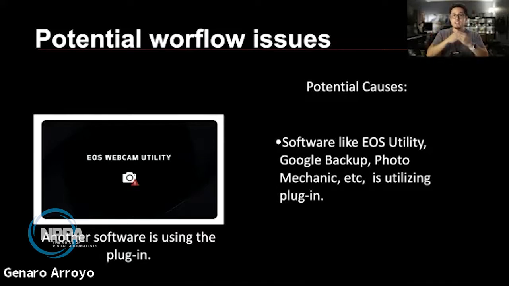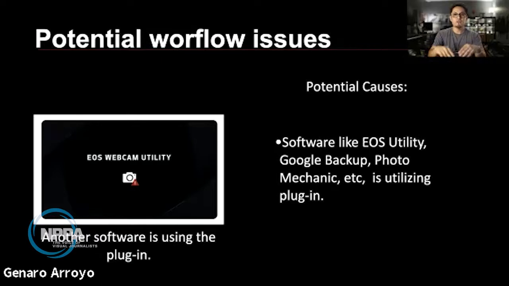It could be our software, EOS Utility. It could be Photo Mechanic, Adobe Bridge. It could be a multitude of other softwares, even Google Backup. I just realized recently that has given us that little extra technical issue, because what all these softwares do is that they use that same Canon code to download photos from your camera.